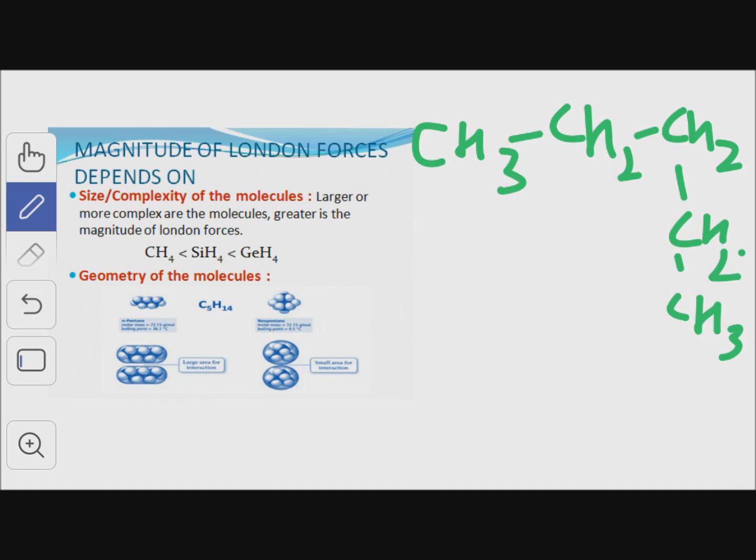This is N-pentane. It is a straight chain having 5 carbon atoms, and the formula of N-pentane is C5H12. This is a condensed formula and this is the open chain formula.